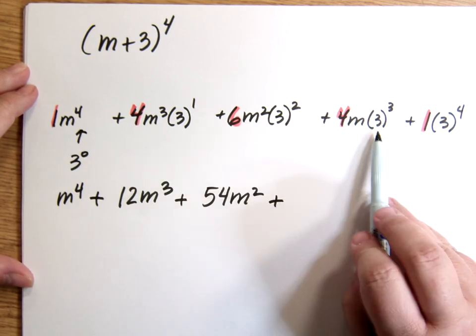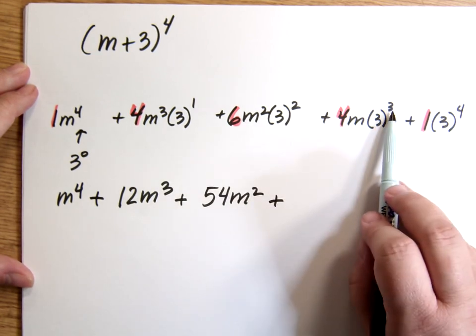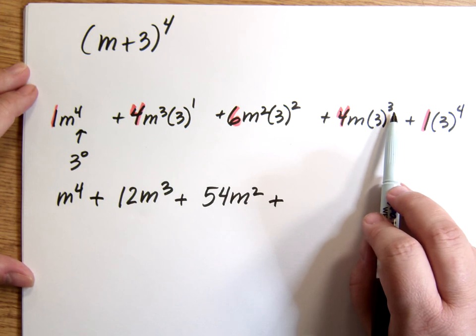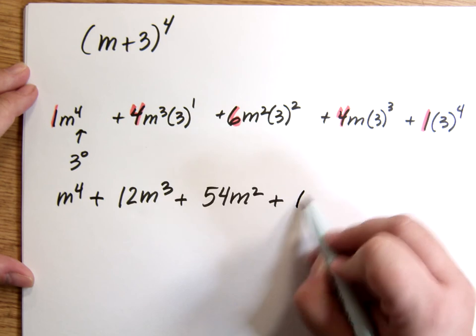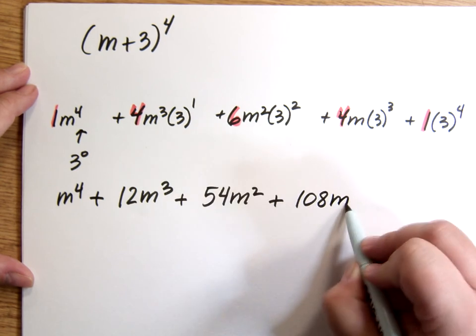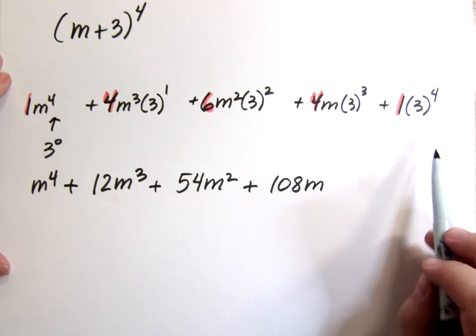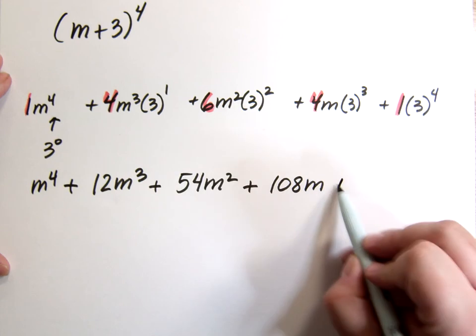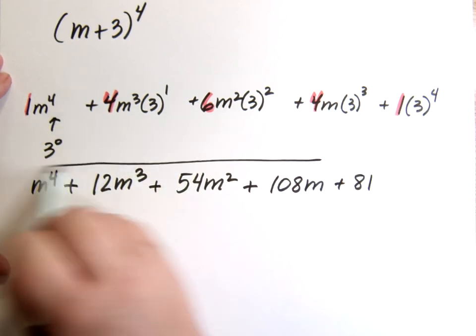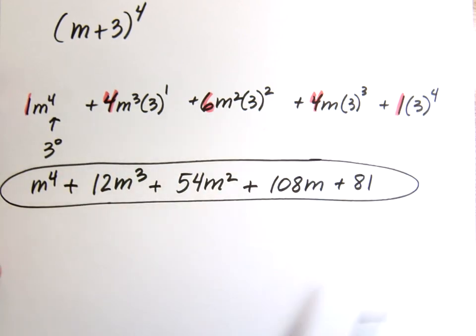Next term, 3 cubed is 3 times 3 times 3, that's 27. 27 times 4 is 108. So 108 times m. And last term there, 3 to the 4th is 81. And this is my answer. So in the final answer, you can't see the 14641, but it's in there.